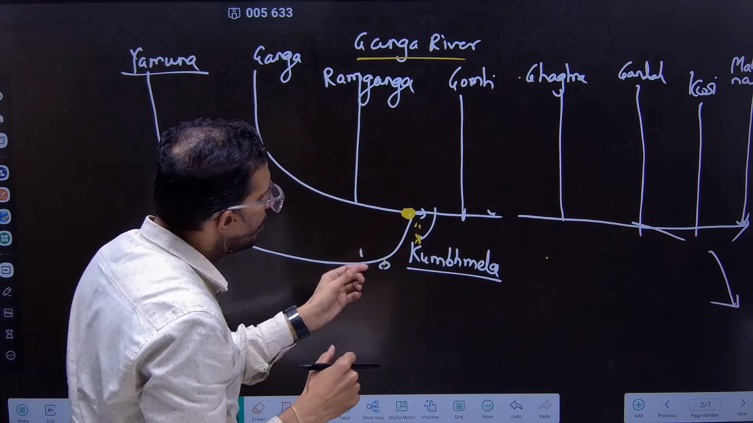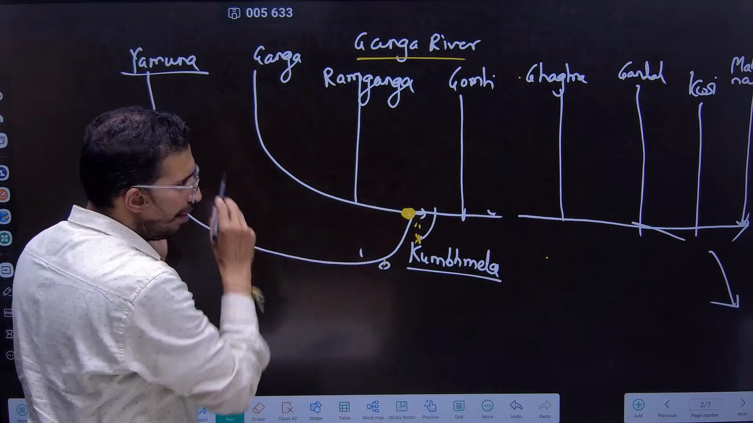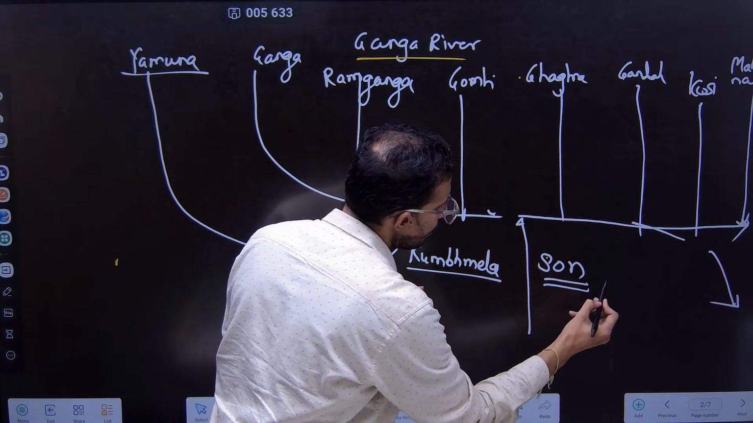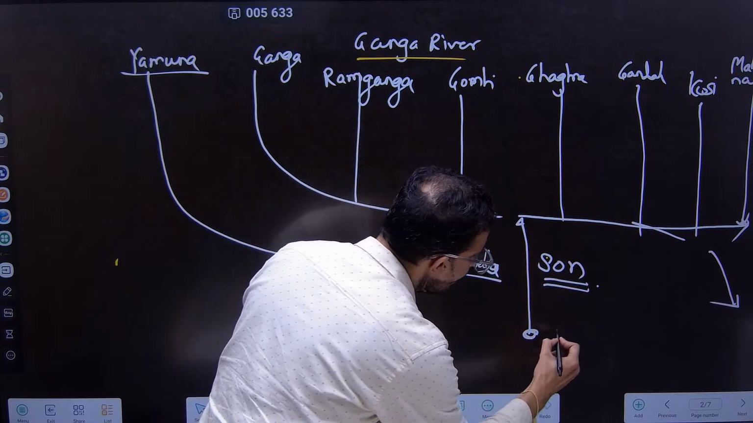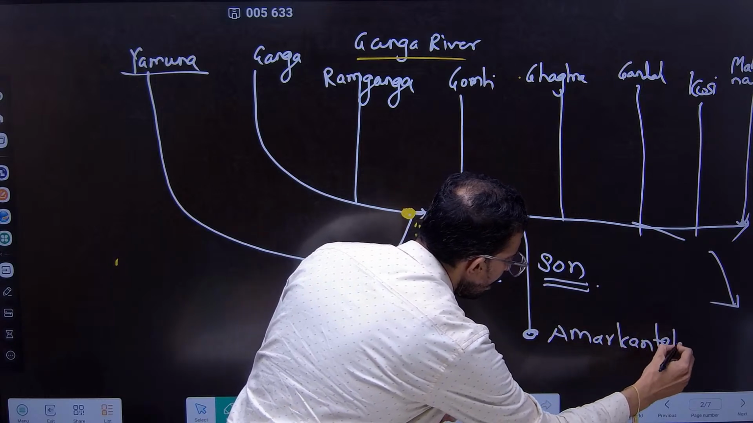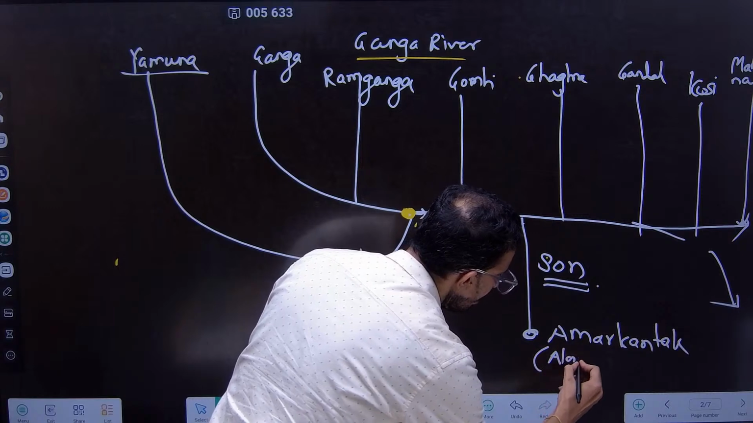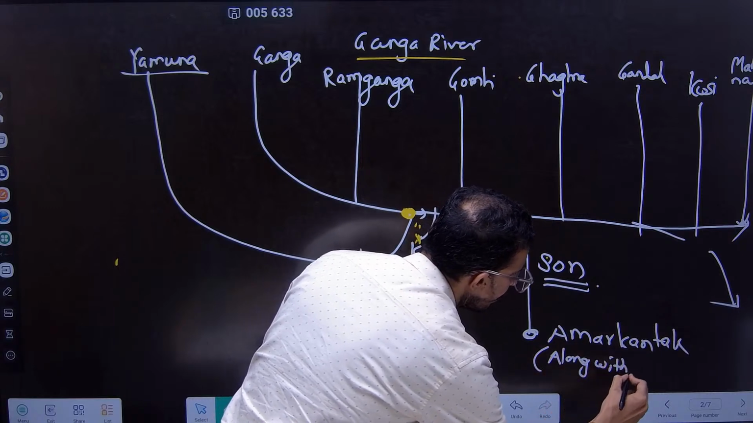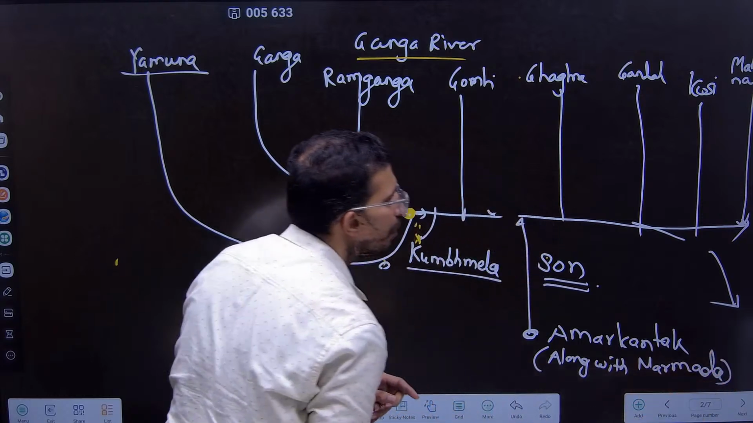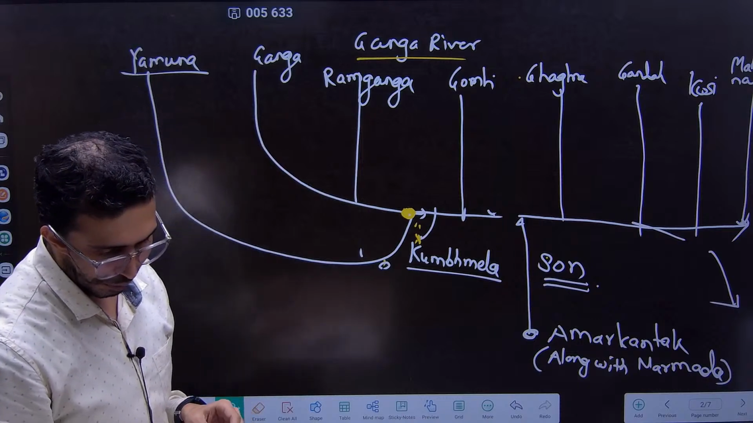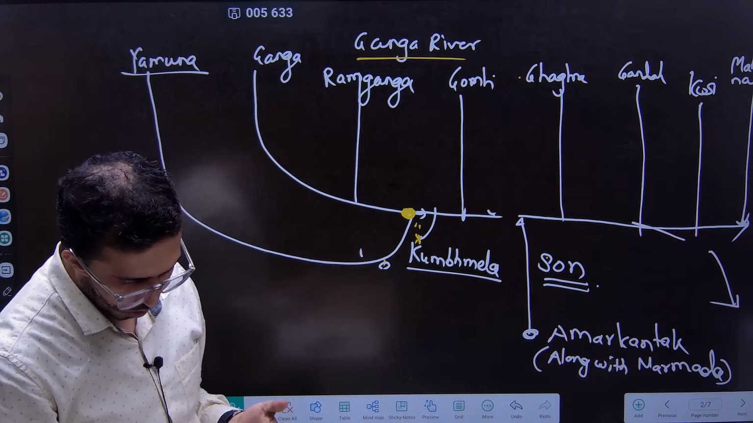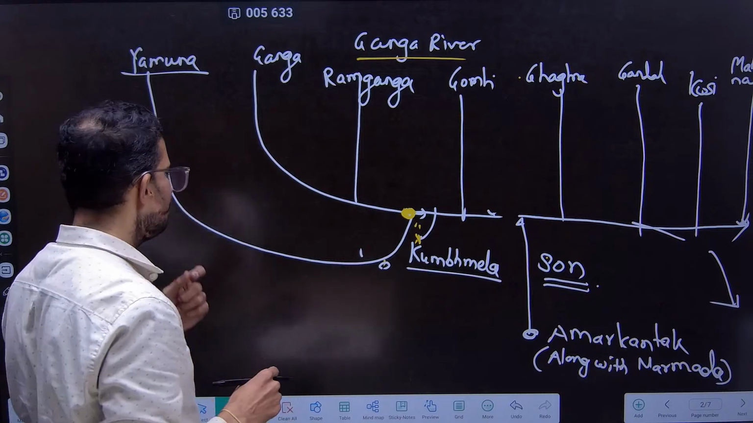Then the right bank tributaries: the first one is the Yamuna and the second one is the Son river. The Son river originates in which place? Amarkantak, along with which river? Narmada river. Please write it down. Okay, Kumbh Mela takes place in 4 places: Nashik, Ujjain, Prayagraj and Haridwar. Yes, good one.